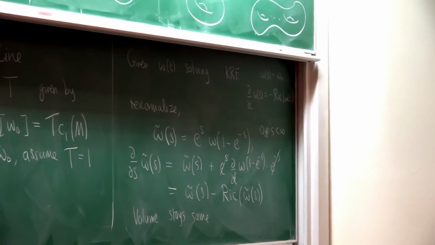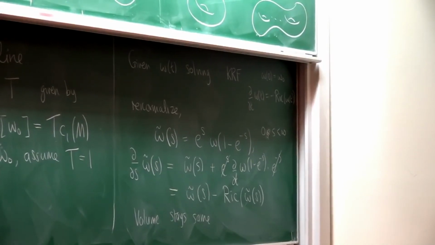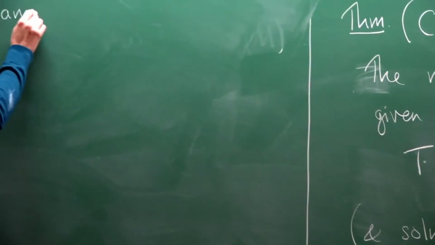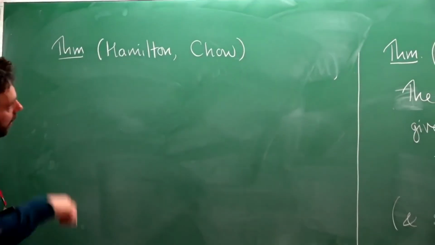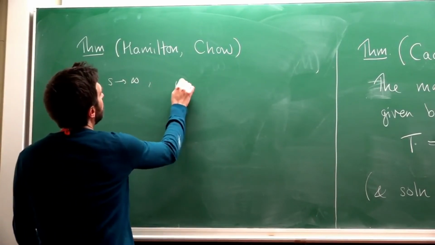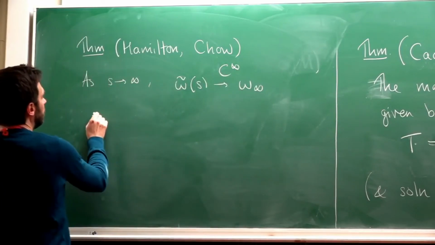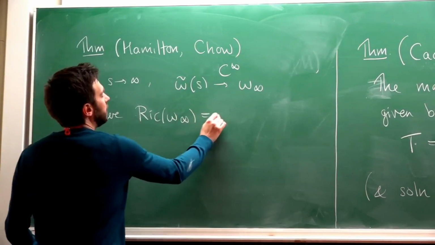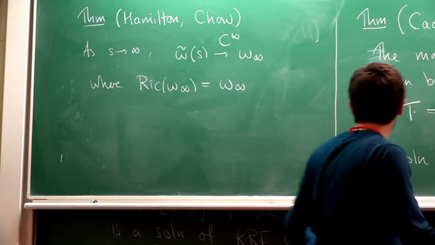And it's a well-known theorem of Hamilton and Ben Chow. Ben Chow did the remaining case, that as s goes to infinity, this normalized flow omega tilde s converges to omega infinity, smoothly, where Ricci of omega infinity is equal to omega infinity. Okay. So that's the case mu is 1.